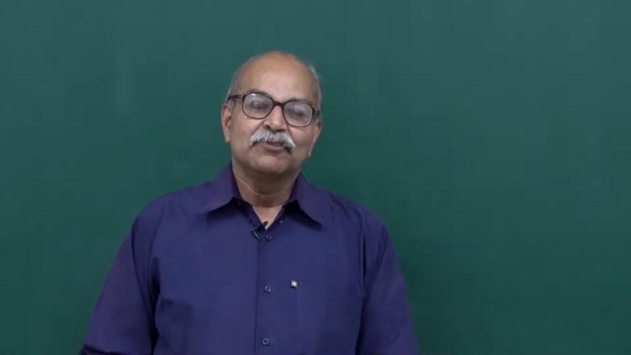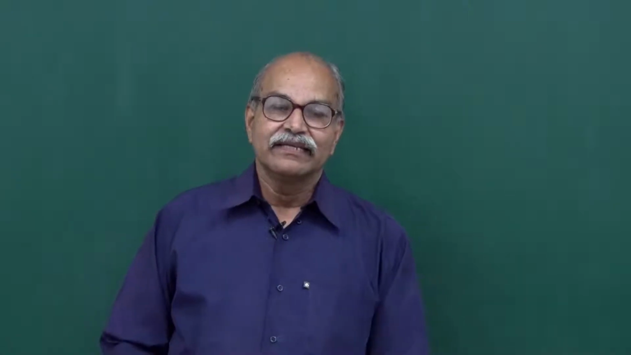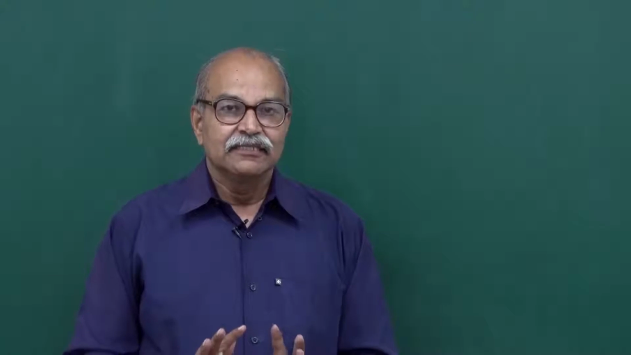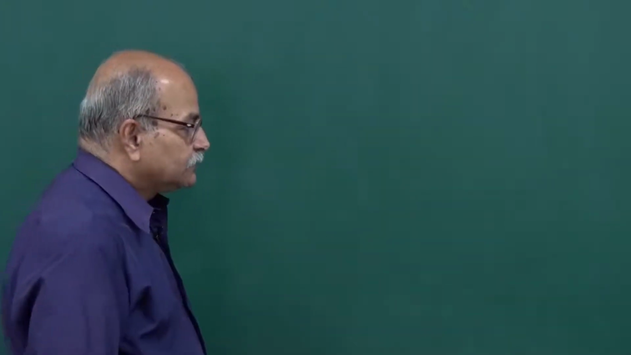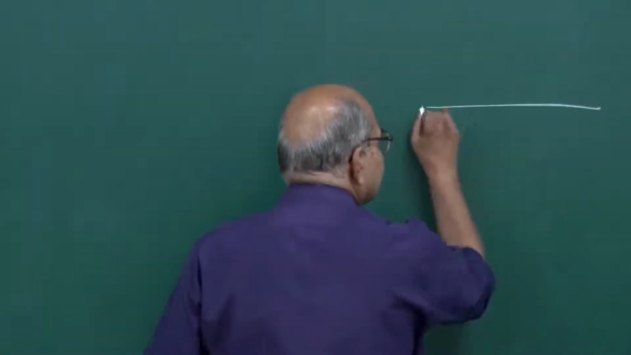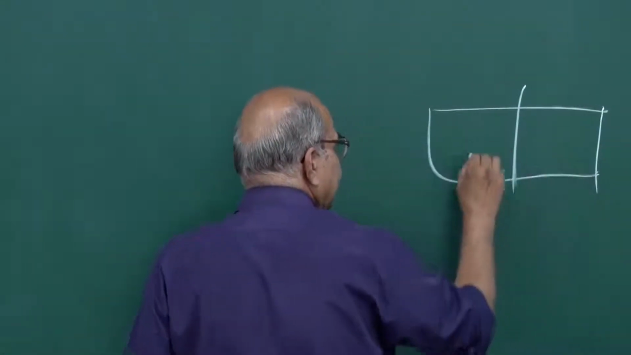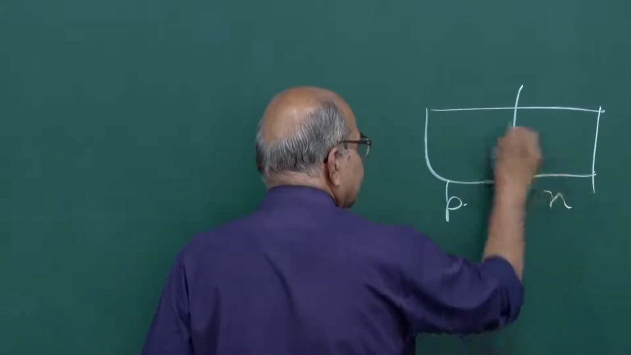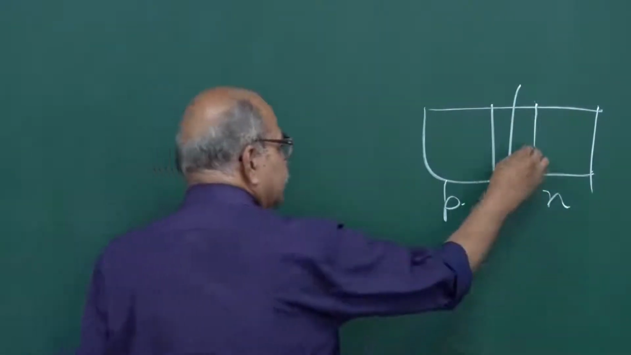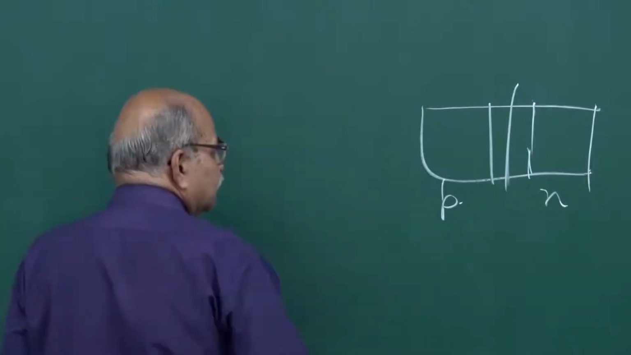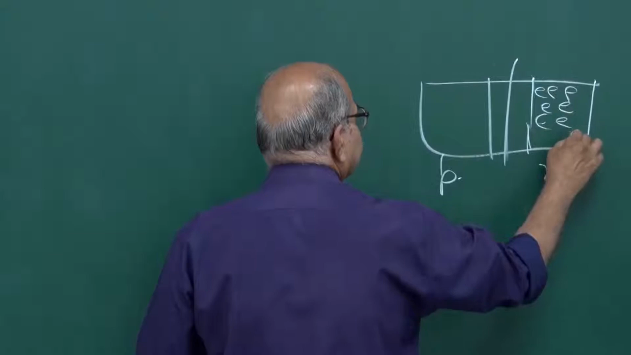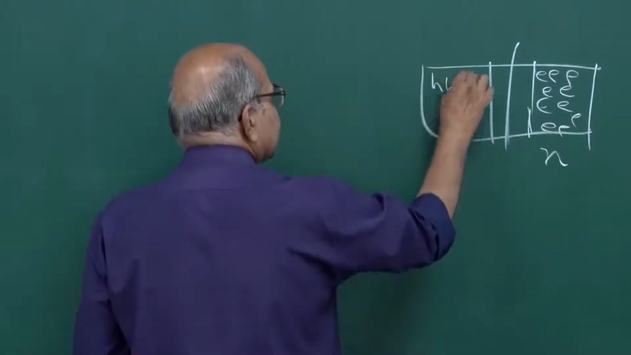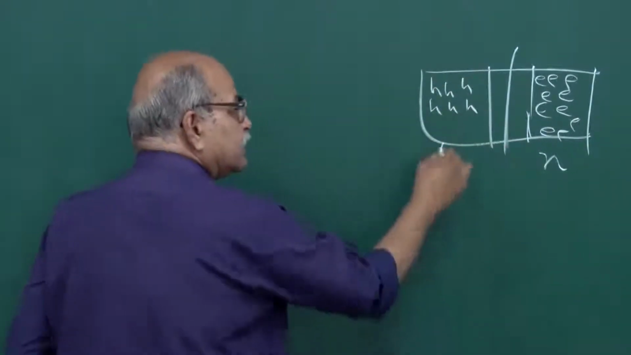So, we talked about p-n junctions and how diffusion takes place in a semiconductor p-n junction. Suppose this is your p-n junction that we represent in this fashion. This is the p side, this is the n side. You have the depletion region, and then you have a lot of electrons here and a lot of holes here.